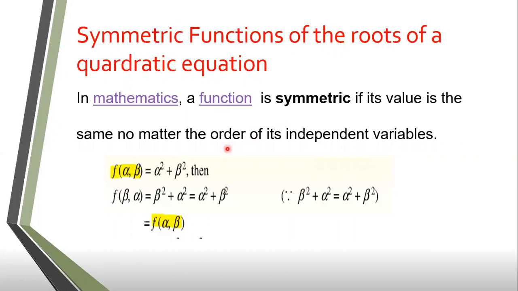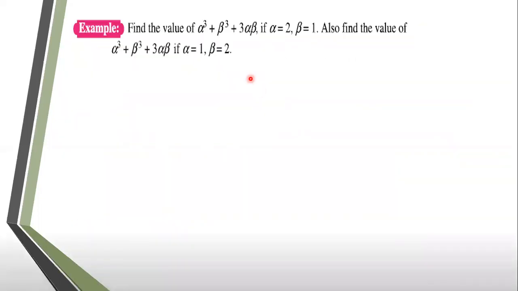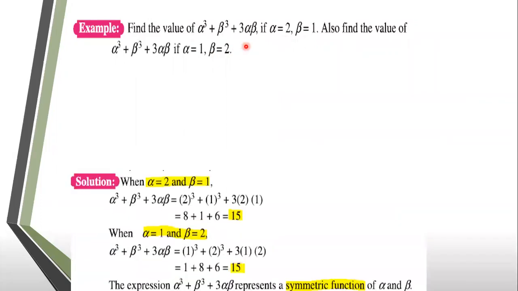Symmetric function means that if we replace an independent variable with another independent variable and our answer is the same, then the function is a symmetric function. Now look at the example. Find the value of alpha cube plus beta cube plus 3 alpha beta if alpha is equal to 2 and beta is equal to 1. We also have to find the value when alpha is equal to 1 and beta is equal to 2. This is another example of a symmetric function.